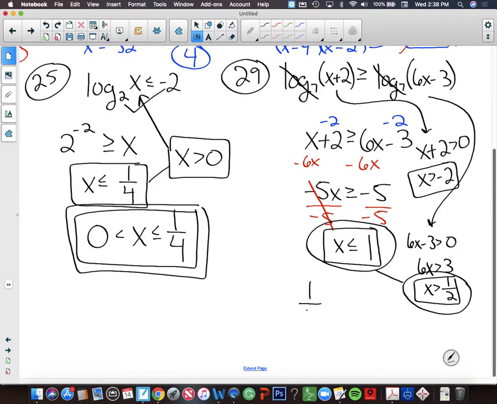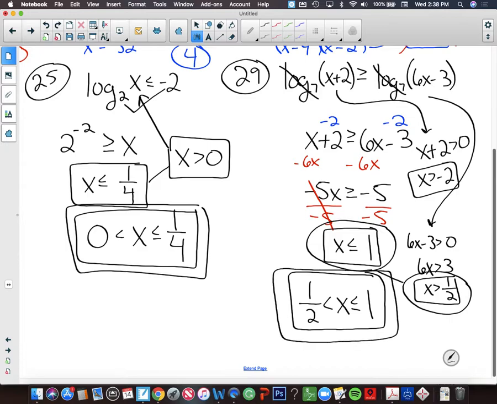So the 1/2 goes on the left. We are greater than that, x in the middle, less than or equal to 1. That's your solution for this inequality. All right, double circle that one.